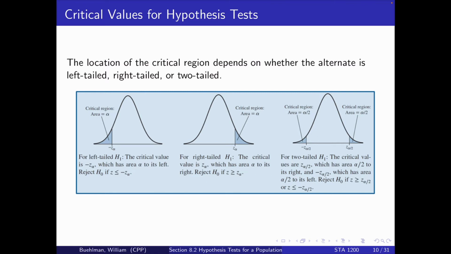For a right-tailed, we reject the null if z is greater than or equal to z alpha. And for a two-tailed, we reject the null if z is greater than or equal to z alpha/2, or if z is less than or equal to negative z alpha/2. So if the z value that we calculate is in those shaded rejection regions, we reject the null.